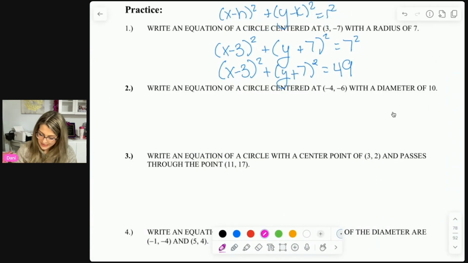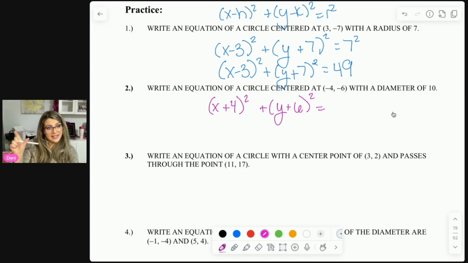Let me switch colors here. We still have a center point, so that's nice. So when you see that negative 4 or negative 6, it's going to be minus a negative. So let's make both of those addition. So x plus 4 the quantity squared plus y plus 6 the quantity squared equals, now if the diameter is 10, the radius is going to be half of that. So our radius is 5, and we know this is going to be r squared, which will be 25.